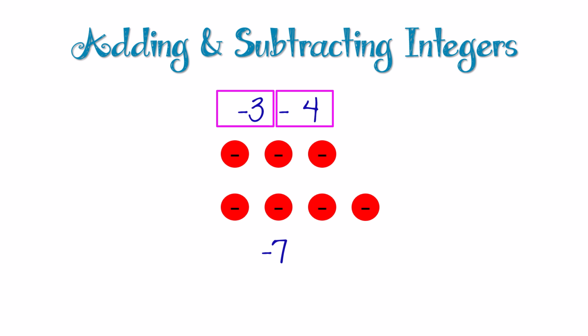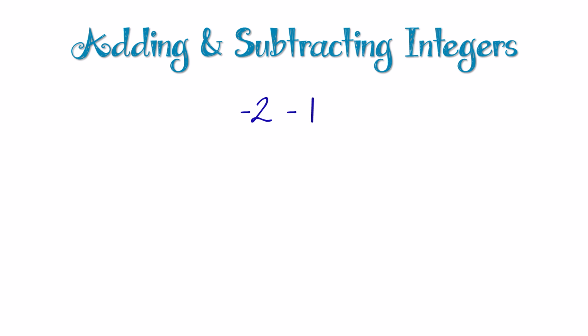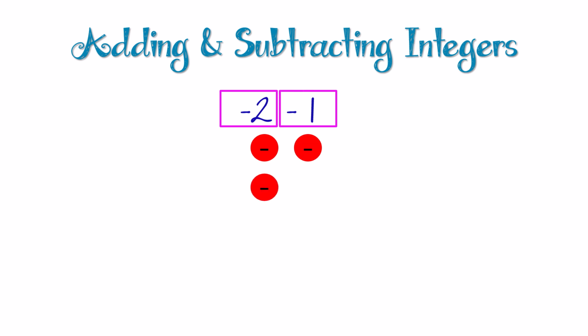Let's look at another one. -2 minus 1. The 2 in this expression is a -2, and the 1 in this expression is a -1. All those chips together equal -3.